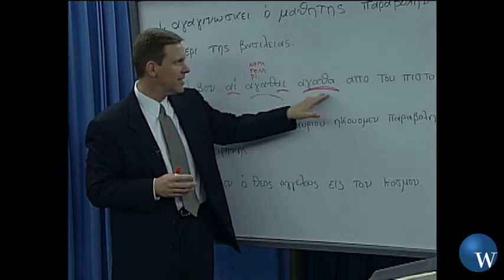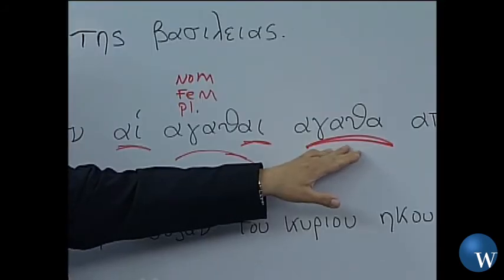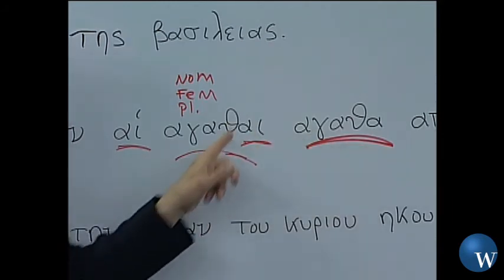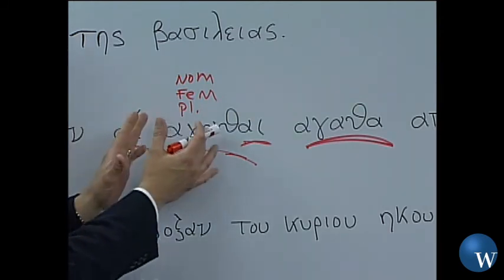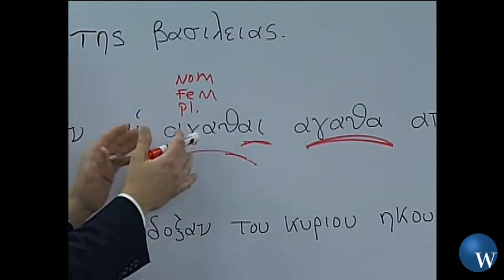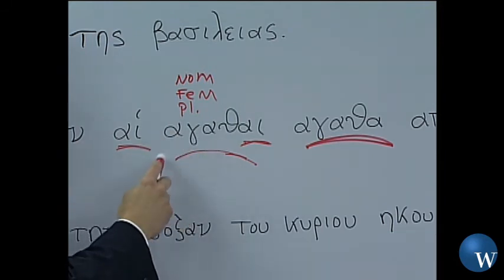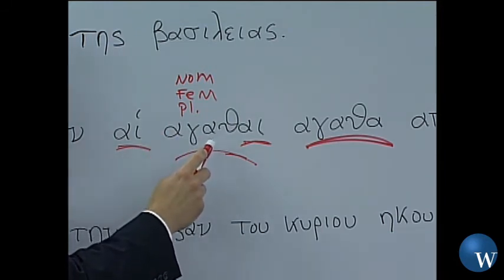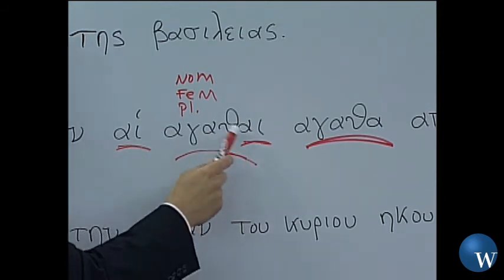So this really doesn't have anything to do with a predicative sense, because it doesn't agree. Agreement is so important. So the good women. Now, if this had been ho agathos, it would have been the good man. If it had been hoi agathoi, it would have been the good men, plural. But here, hai agathai, feminine, the good women.